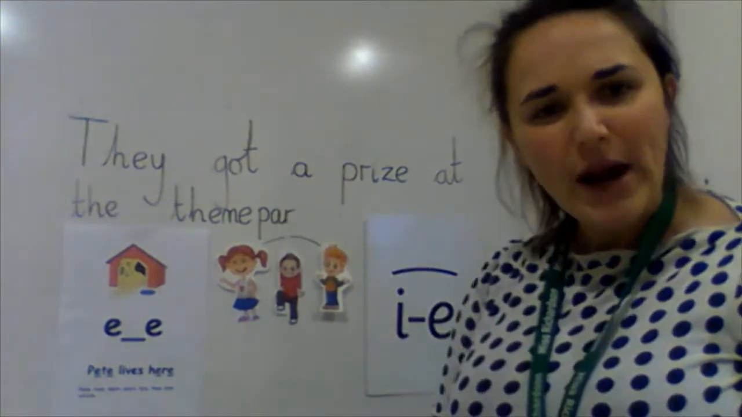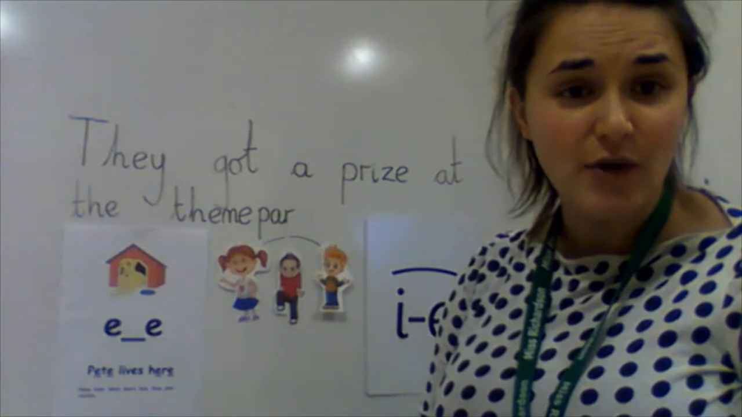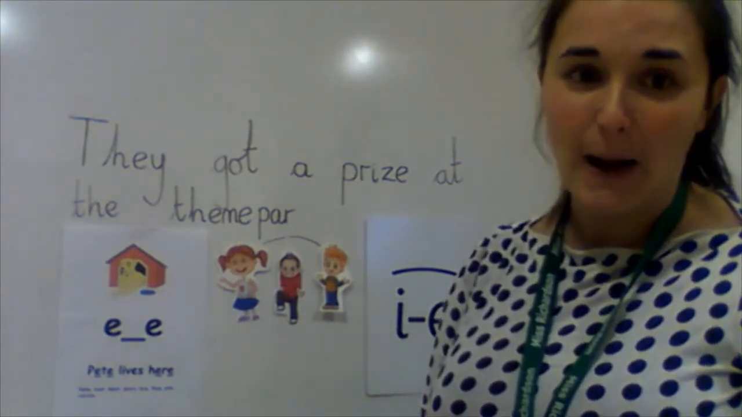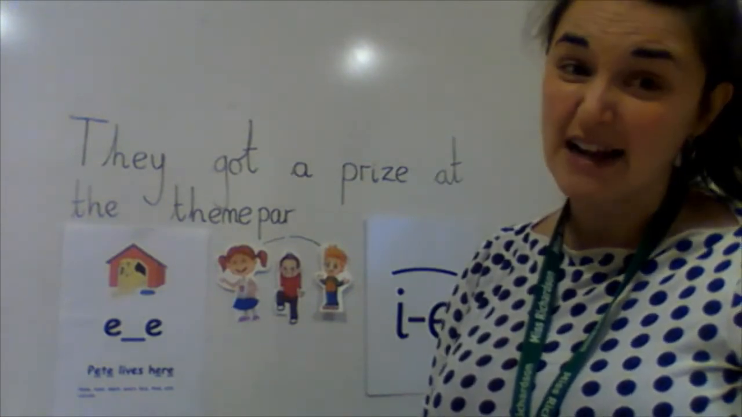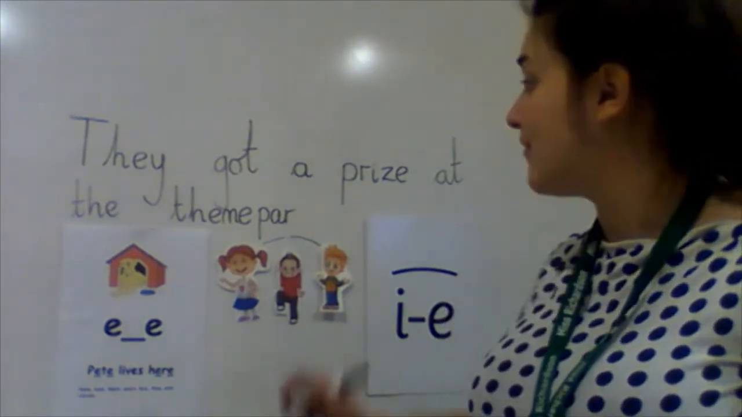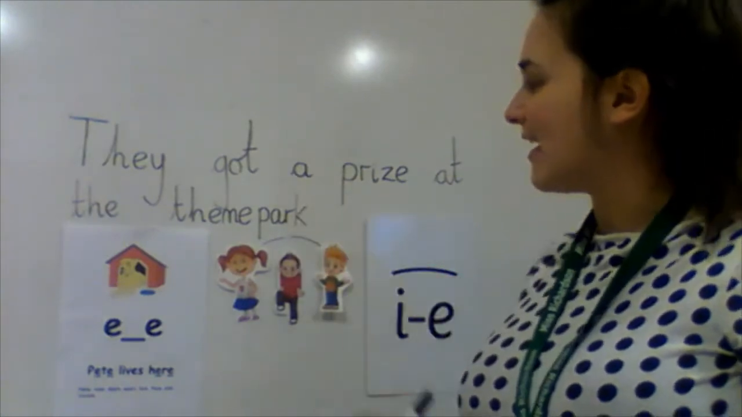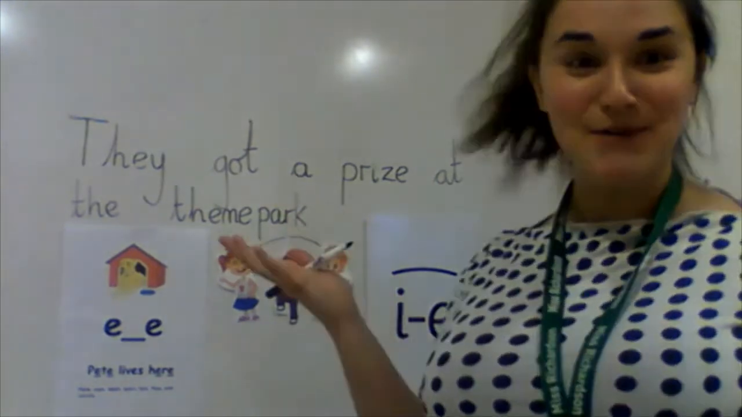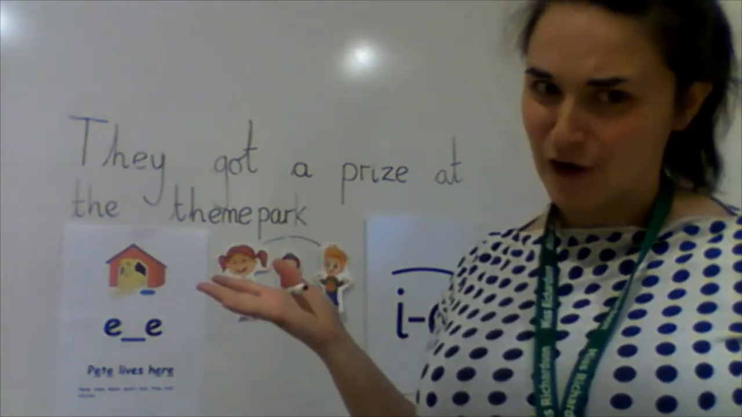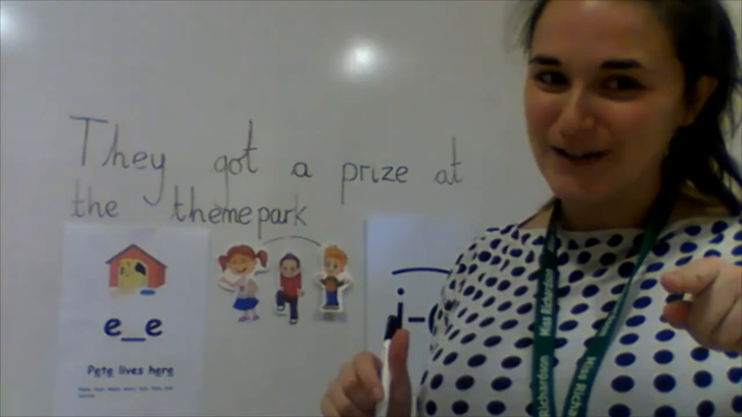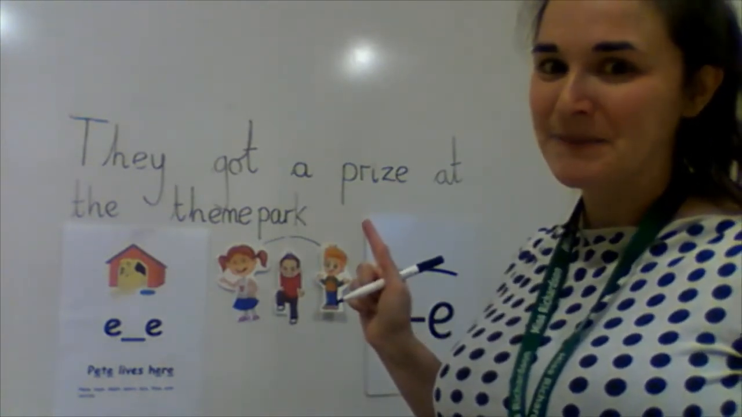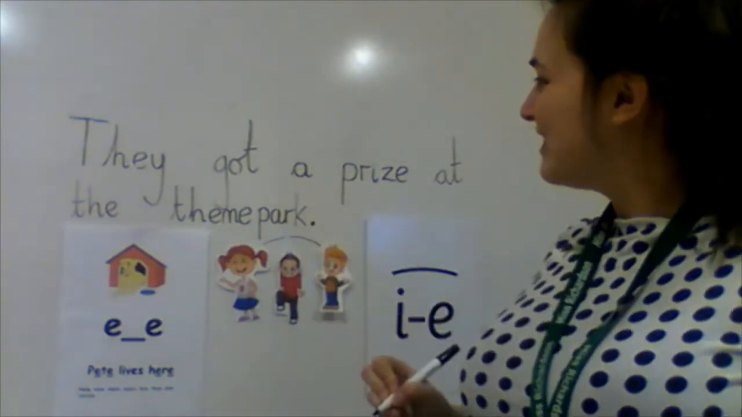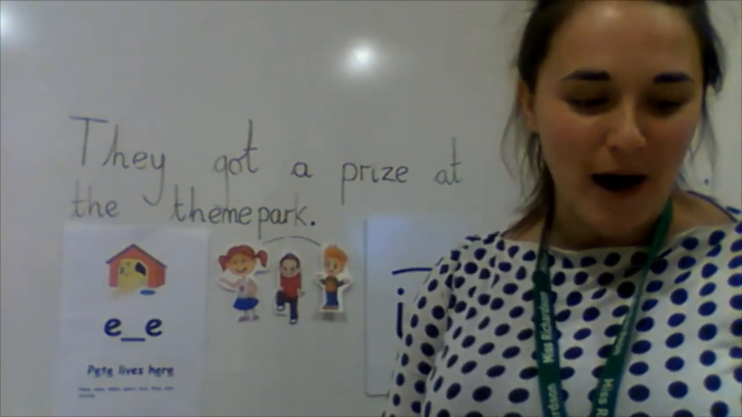K. Which k do I use at the end of a word? Do I use my curly k or do I use my kicking k? You're right. Nearly always at the end of a word, it's my kicking k. They got a prize at the theme park. I'm done. Have I forgotten something? Have a look at yours and then have a look at mine. Did you remember your full stop? They got a prize at the theme park.